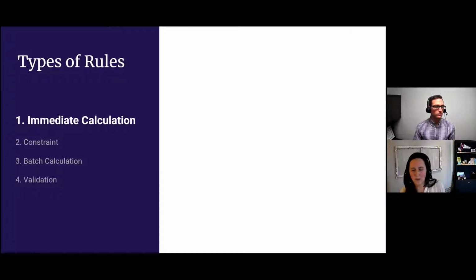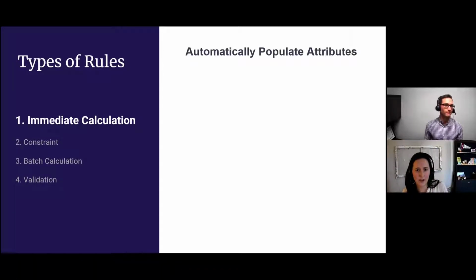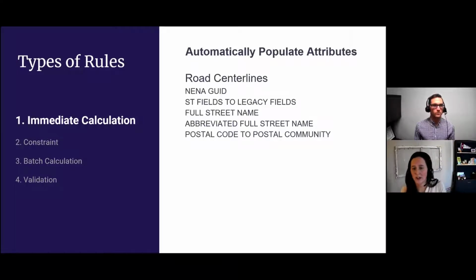So there's 4 types of rules we're going to talk about. We're going to talk about the first 2, and then Hunter's going to show a demo, and then we'll talk about the last 2. So we talked about automatically populating these attributes. So what does that look like in specifically NG911? So for road center lines, you can calculate the global ID. You know, you've got 3 pieces to that ID. The middle one's changing for each road center line. You can use a combination of things to get that to calculate, and Hunter's going to show us what that one looks like.